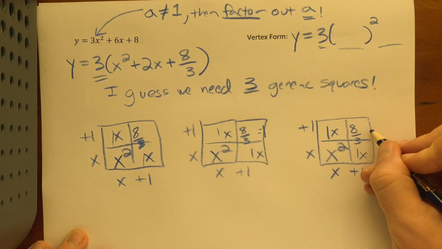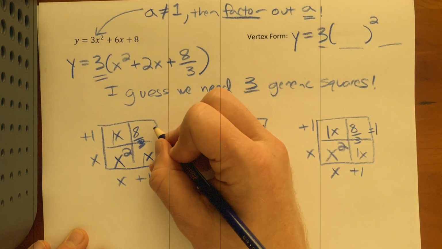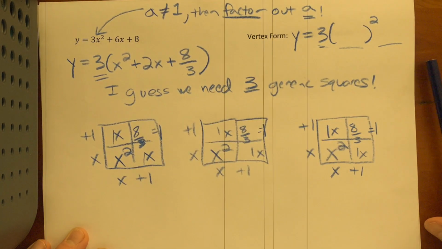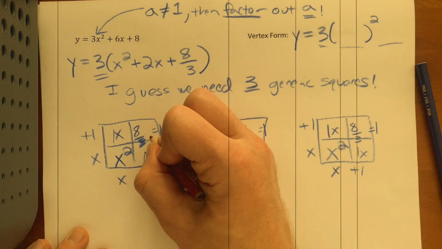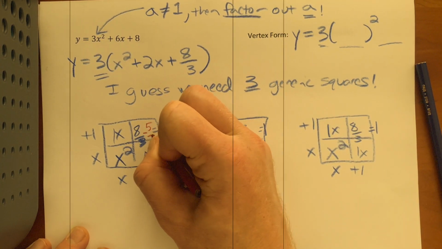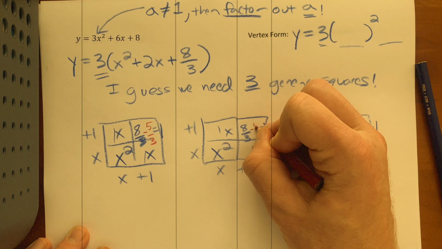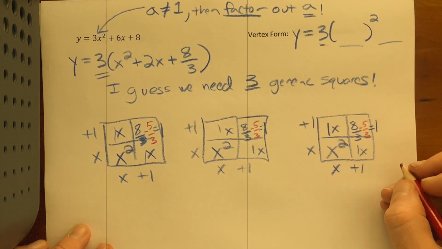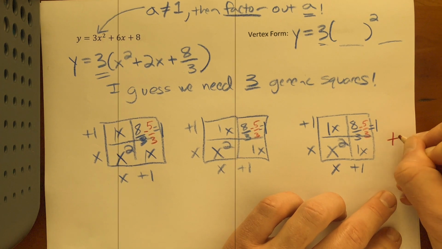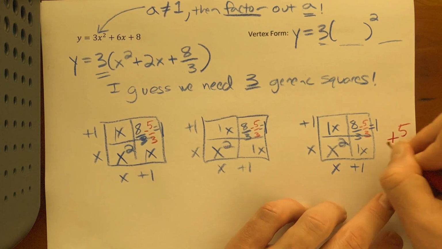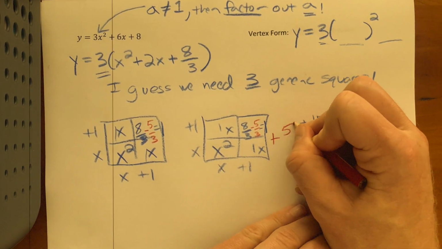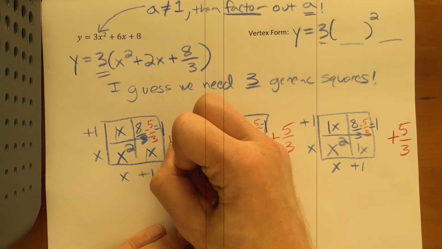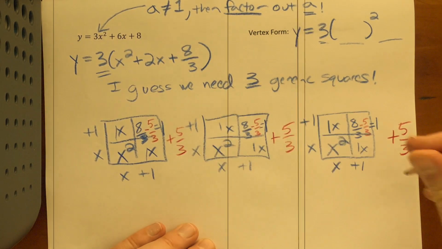What do we want? We want 1, because 1 times 1, 1 squared. And that's b over 2 squared is 1. 8 over 3, that's easy enough to change it to 1. We just subtract 5 over 3. 8 minus 5, that's 3. And 3 over 3 will equal 1. If we subtract 5 over 3 from each of our generic squares, we need to add 5 over 3 outside of each of our generic squares.